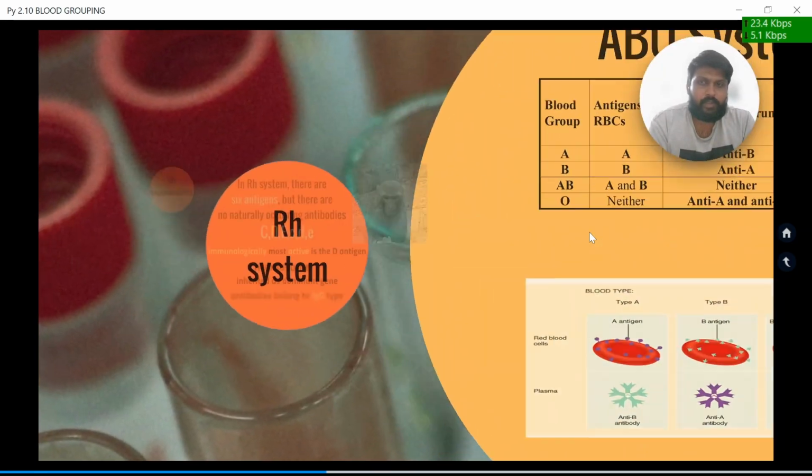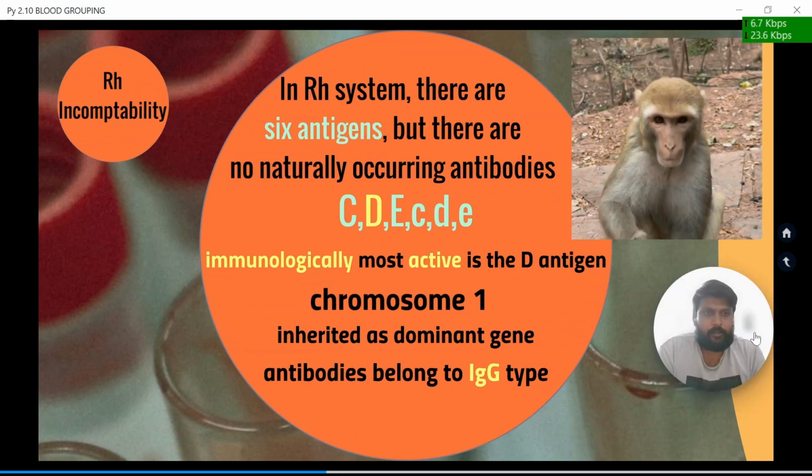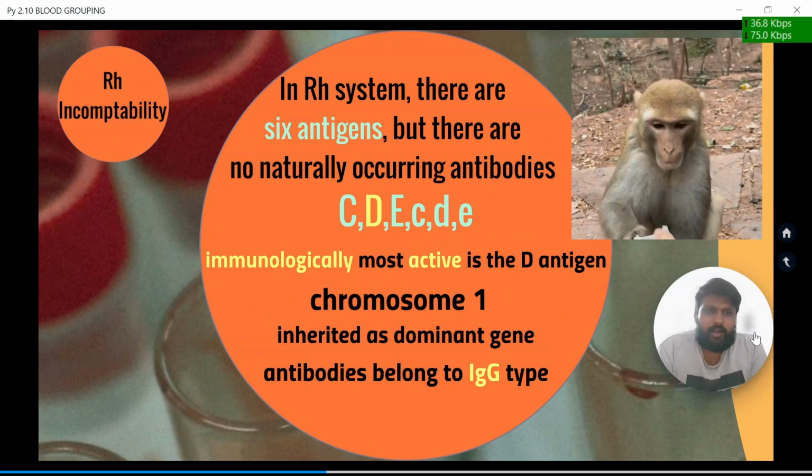So this is regarding your ABO system. Now coming to your Rh grouping system. It was the rhesus monkeys who contributed to that. We call it the rhesus factor because it was first identified in rhesus monkeys.